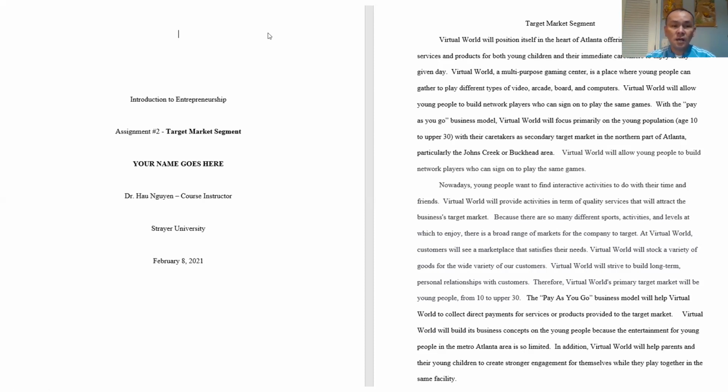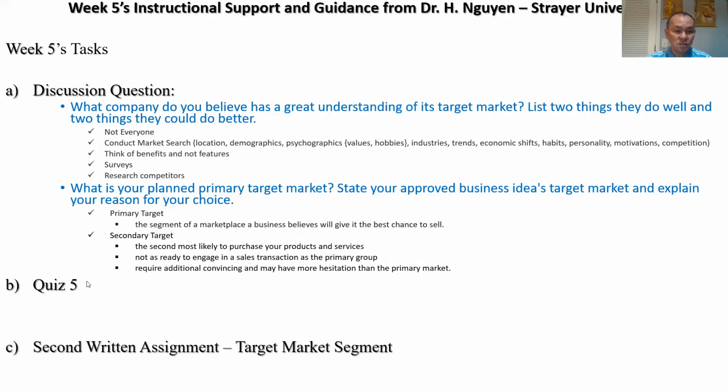So as you can see here, I include my primary target. And I integrate the young people. These are my secondary target. So you can use my paper as an example to guide you on how to write this paper. Again, it is imperative that you focus on the secondary and the primary on your paper.